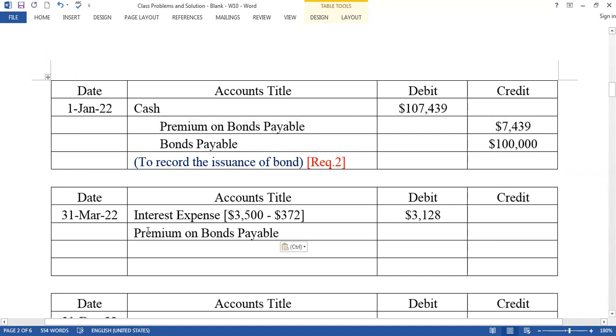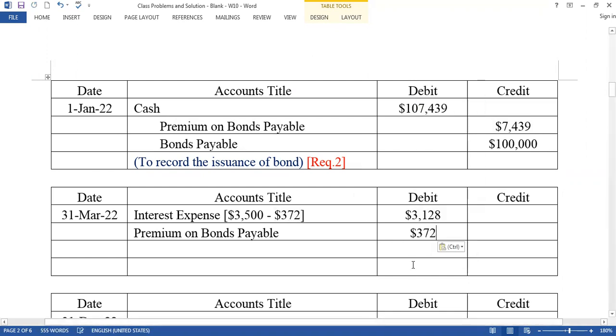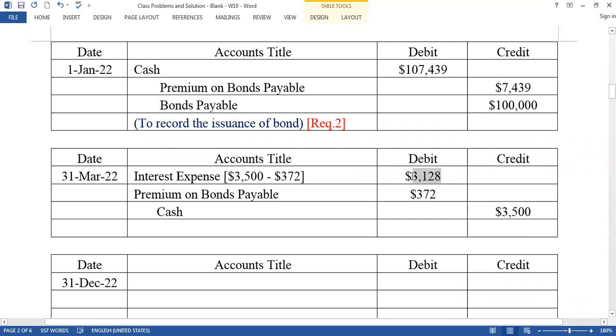So now it is debit. Premium on bonds payable, this amount is now debit, because previously we recorded credit. Now we allocate this money to interest expense. So this is going to decrease as a debit. Now we pay cash, we pay cash is 3500. So here you can see that our interest expense is lower, but we are going to pay cash $3500.